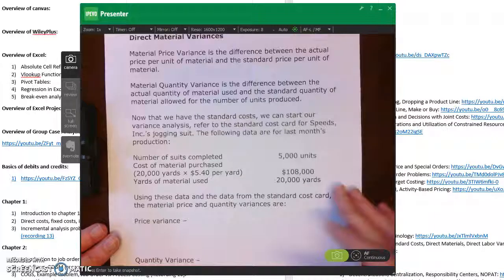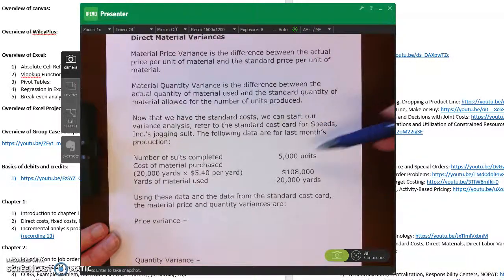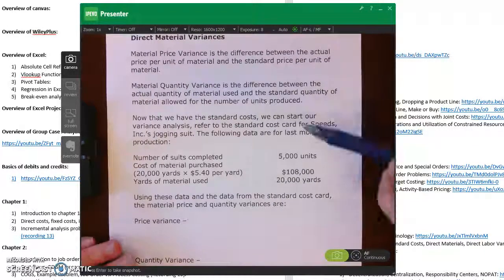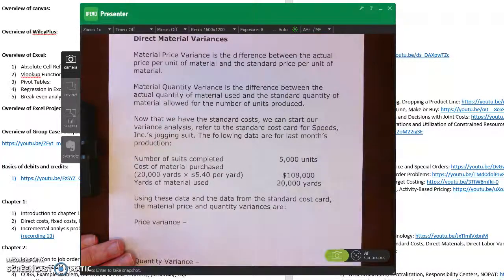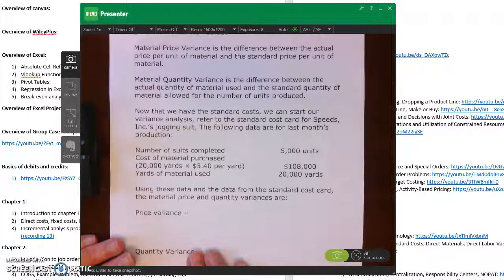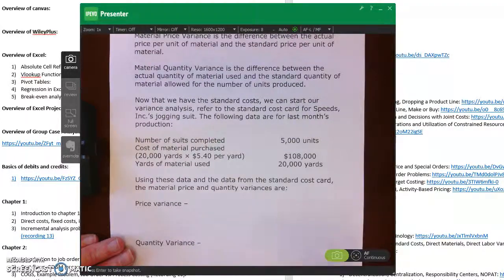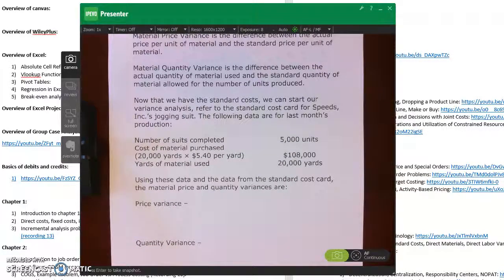So now we have finished the month, and now we have some actual data. So we had 5,000 suits that we made, and we also had the cost of materials purchased was $108,000, and then we used 20,000 yards. Okay, so using these data and the data from the standard cost card, calculate the materials price and materials quantity variances. Okay, so that's what we want to do now.